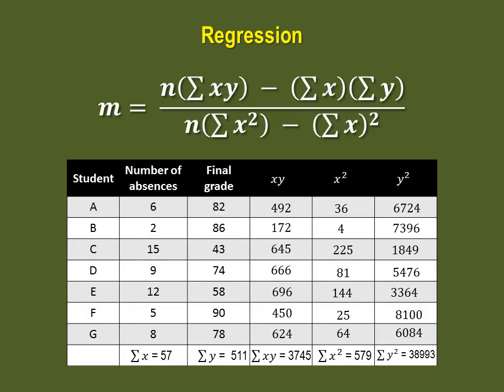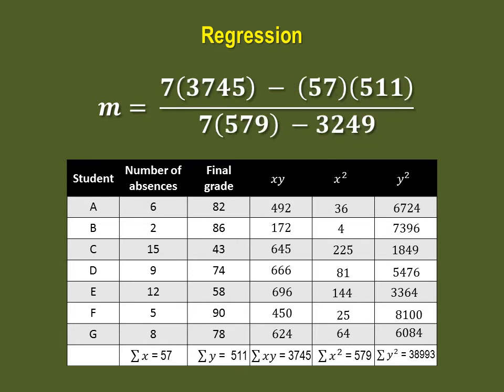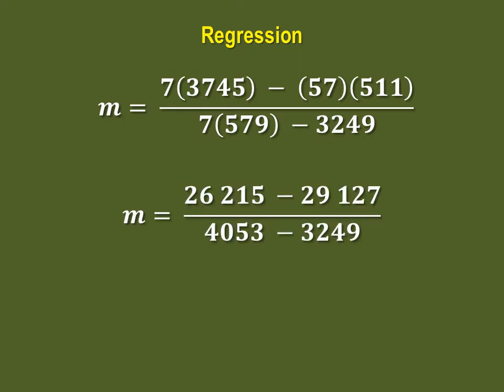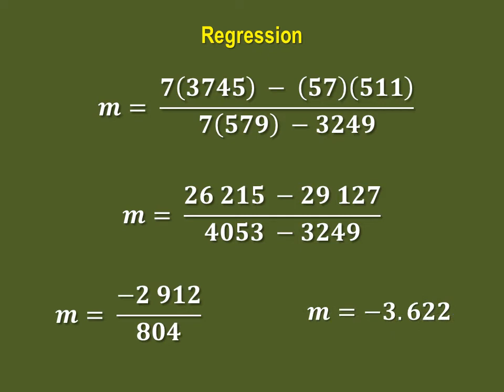Now we can move on to the slope, which is this equation. Again, here are the values we calculated previously, so we'll go on quickly to replacing the values in the equation, which gives us this. We can move to the actual calculations now. So again, we do the multiplications for these results and then the subtractions, which gives us a slope of minus 3.622.